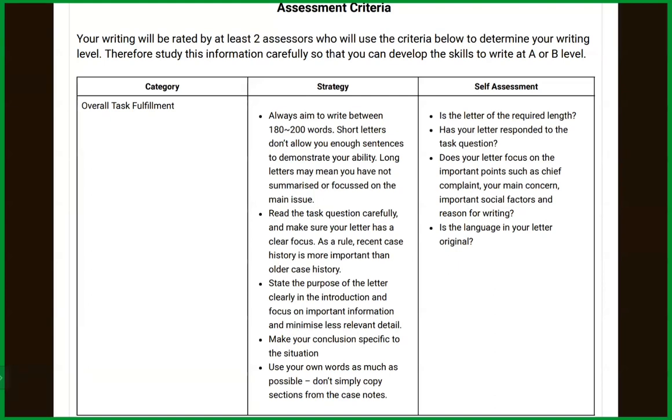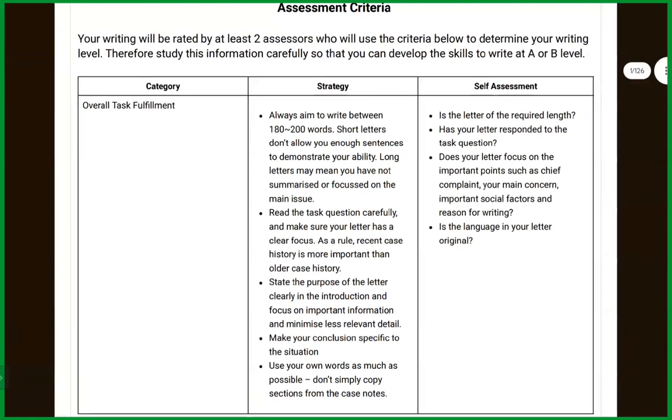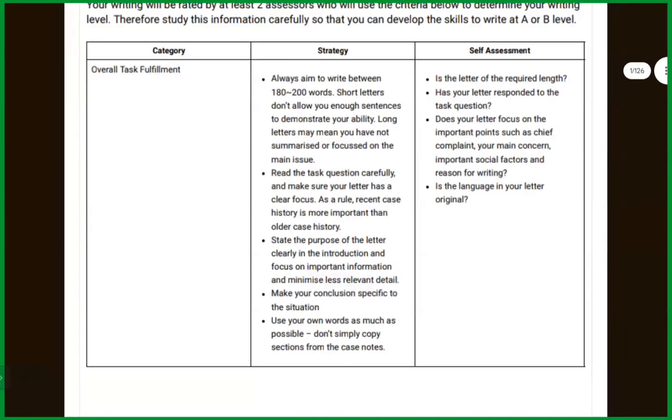So that also we can write in the letter. Next one, is your language in your letter original? Always check for grammar mistakes in your letter. In that way we can do the self-assessment. So that is the first criteria, overall task fulfillment.